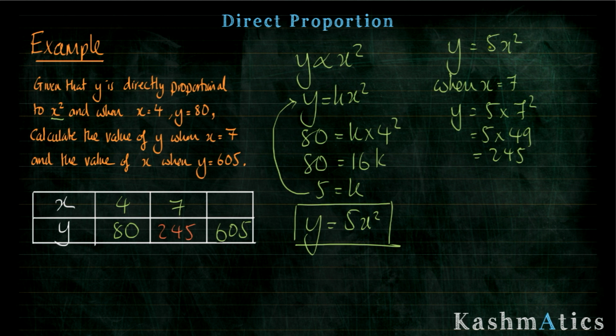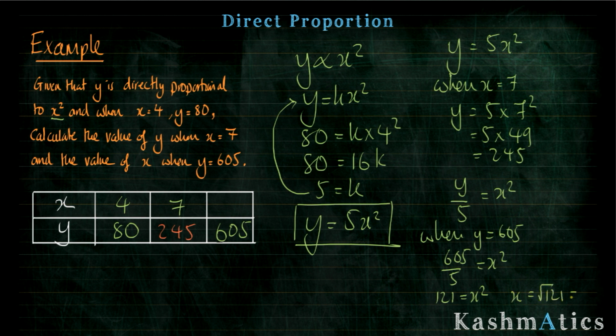And then I need to rearrange this. Now we need to be careful. It is similar to what we had before, but when I rearrange it, I get y divided by 5 is equal to x squared. I'm going to leave it like that for now, because I want to plug in y equals 605. Okay, so 605 divided by 5 is equal to x squared, and 605 divided by 5 is 121. So 121 is x squared. Okay, so if you know what x squared is, to work out x you need to do the square root, which means x is equal to the square root of 121, which is 11. Okay, so 11 goes here.